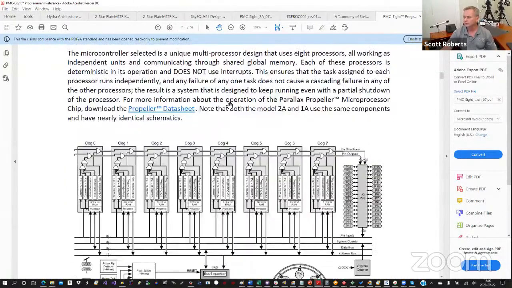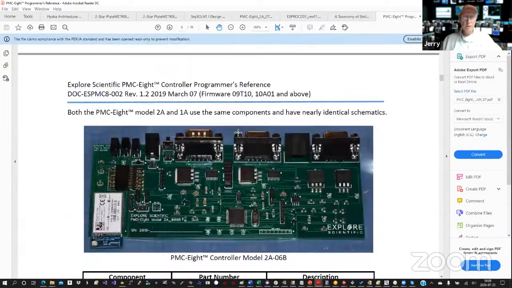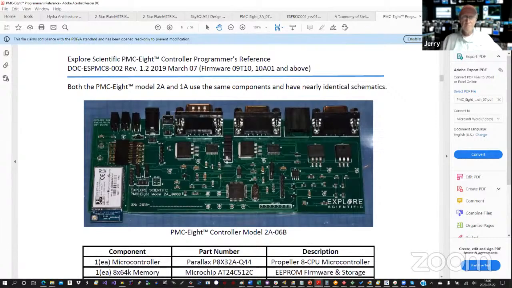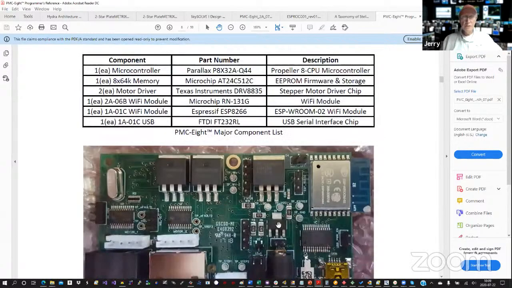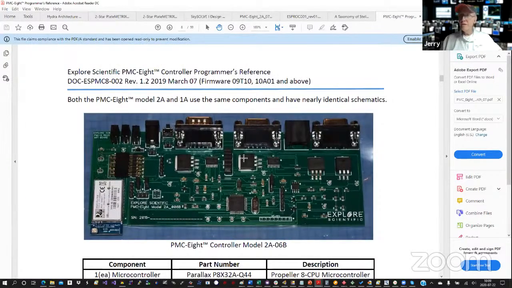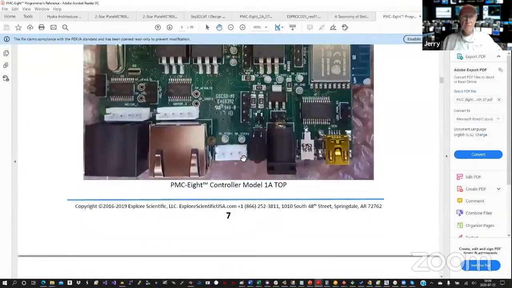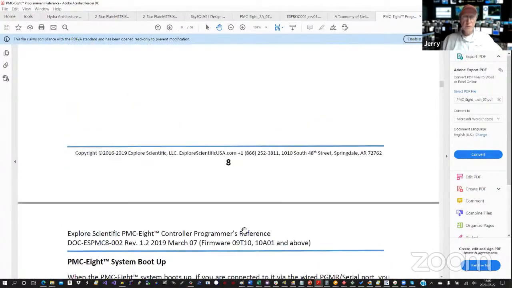It shows you kind of what the processors do, the microcontroller. It gives you a picture of the system and talks about what components are there. This is more technical, but it gives you a good idea of what the system actually is. And so that's why I suggest people read that.